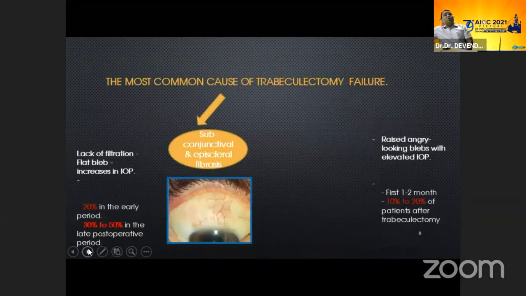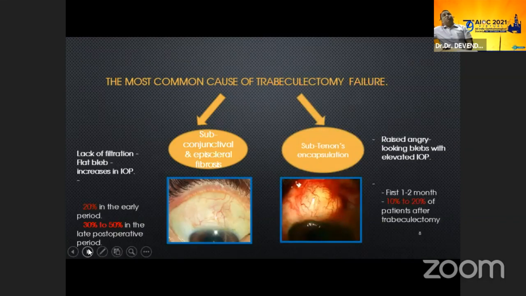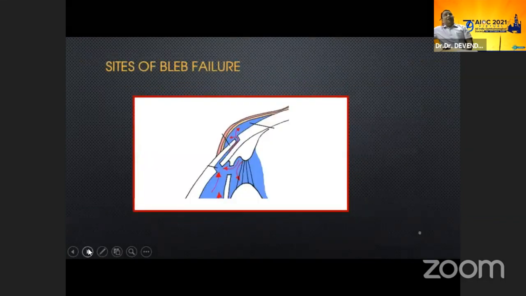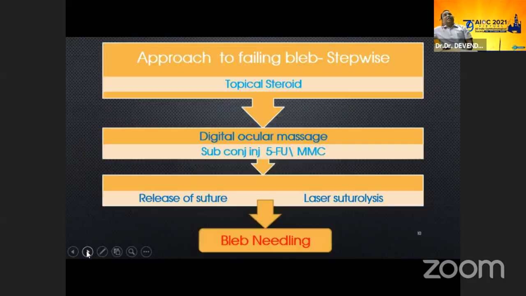The most common cause of bleb failure is subconjunctival or episcleral fibrosis, and the second most common is subtenon encapsulation. So what is the site where the bleb mostly fails? Either the bleb capsule, with subconjunctival or episcleral fibrosis. Second cause, either you put a tight flap suture or sometimes the flap is fused with the underlying sclera. And secondly, the sclerostomy, the ostomy site, that is closed.